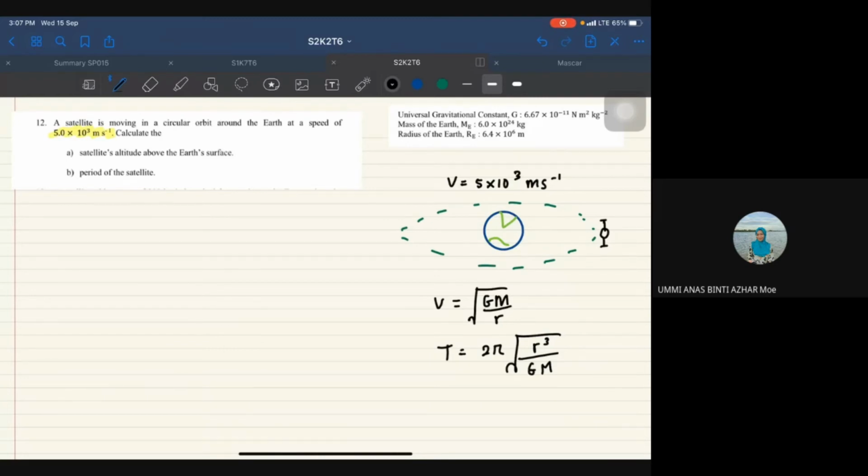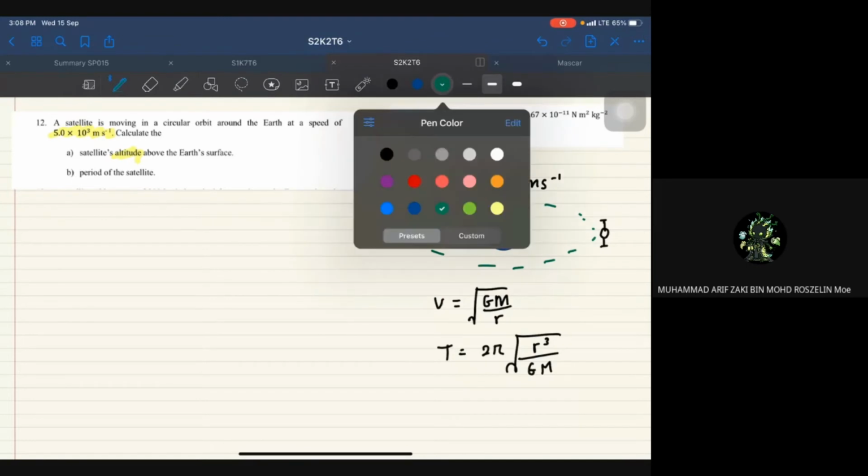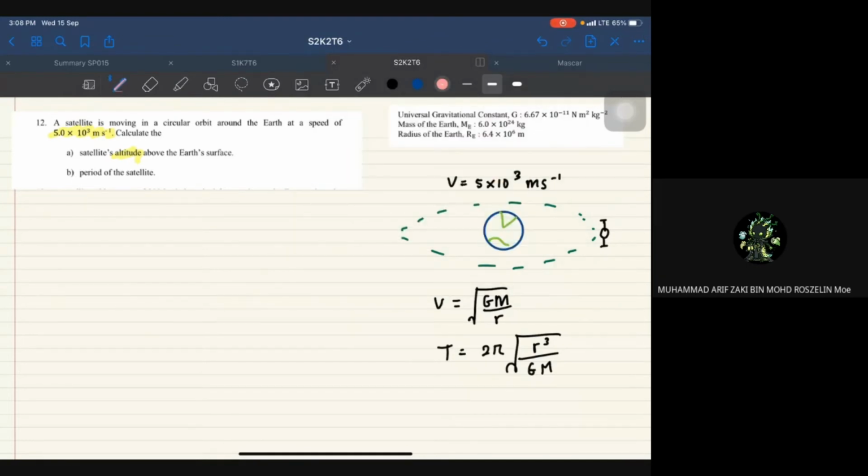Okay, so the question gives you the velocity and they want you to find the altitude. Altitude tu boleh dapat daripada mana? R, sir. Okay, so altitude actually distance. Kalau altitude jarak daripada mana ke mana? Above Earth. Okay, good. Daripada surface dia straight ke sini. Ini adalah altitude. Ada yang tak faham tak? You guys clear on this? Altitude tu melambangkan apa? Faham.